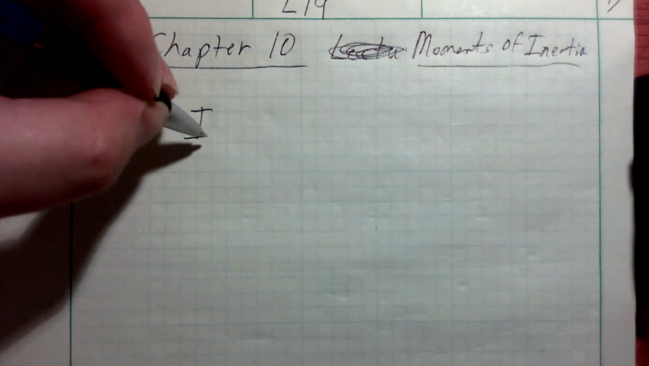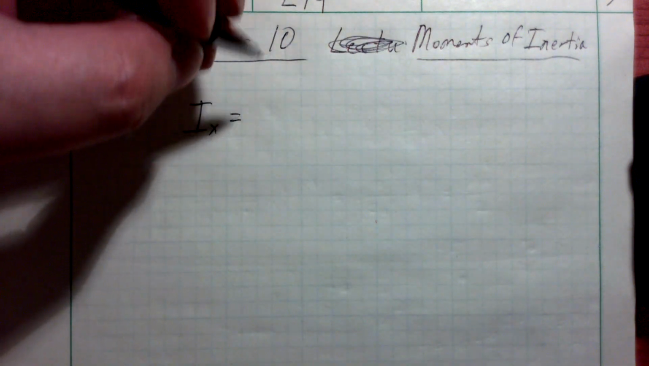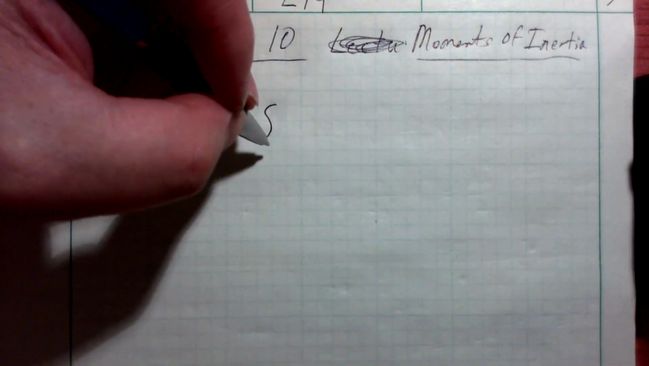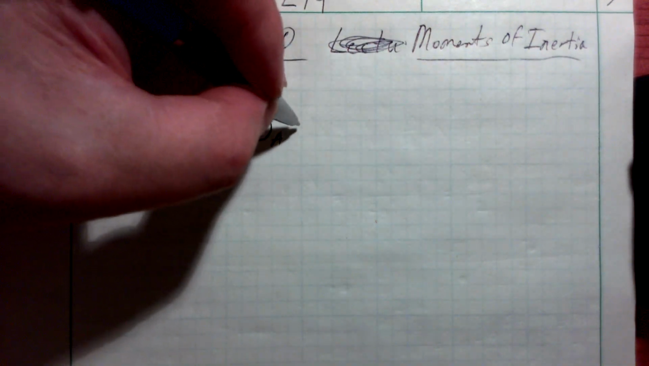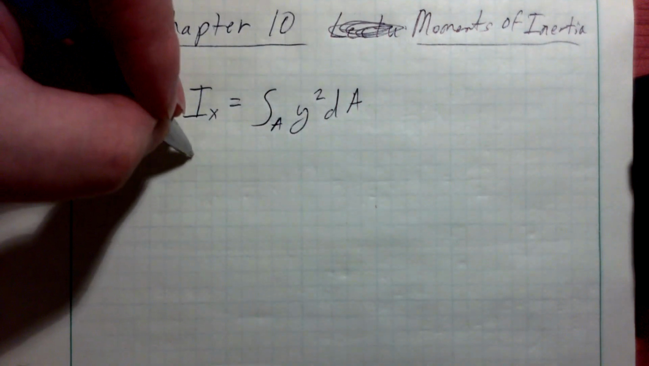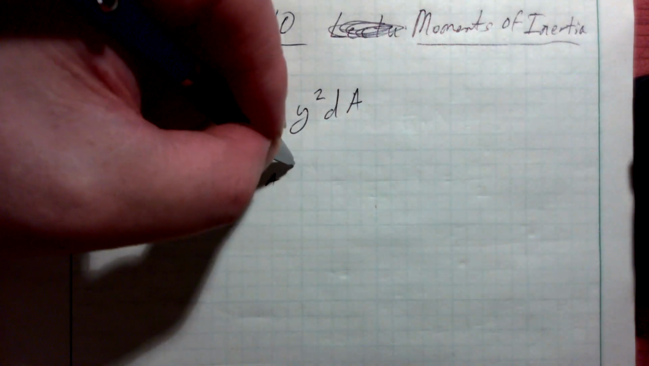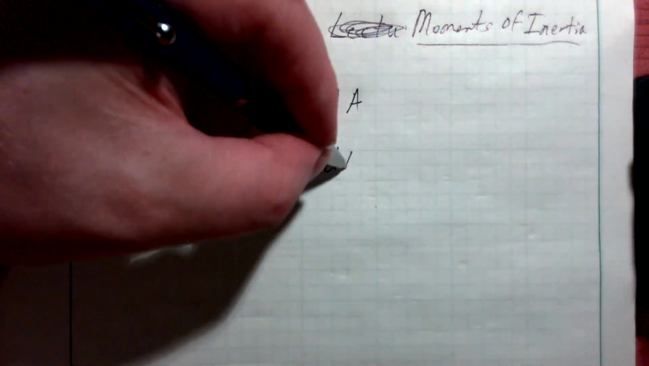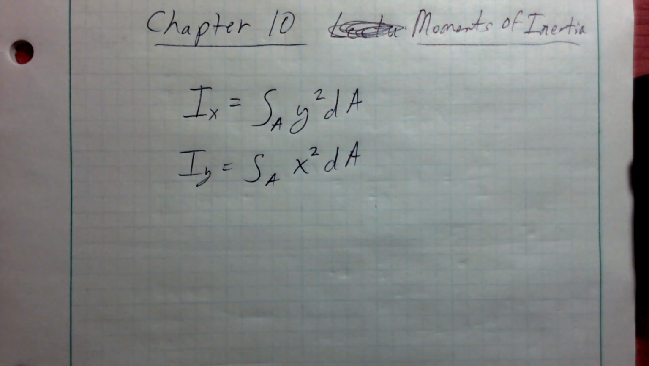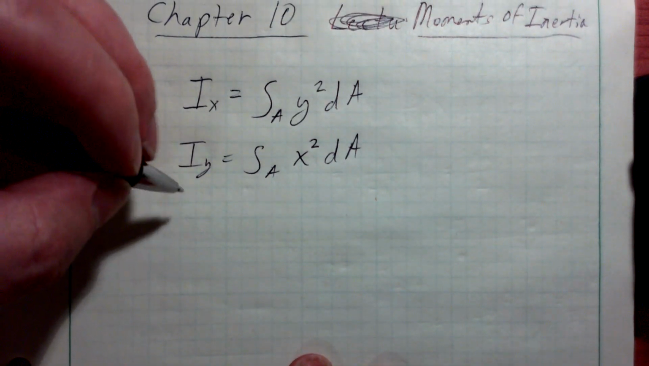Moment of inertia in the x direction, or about the x-axis, if I'm talking in two dimensions, is going to be the integral across the area of y squared with respect to area. And the moment of inertia about the y-axis is going to be this integral across the area of x squared with respect to area. Steve, what the heck is that? What does that even mean? Well, this is what the moment of inertia represents.